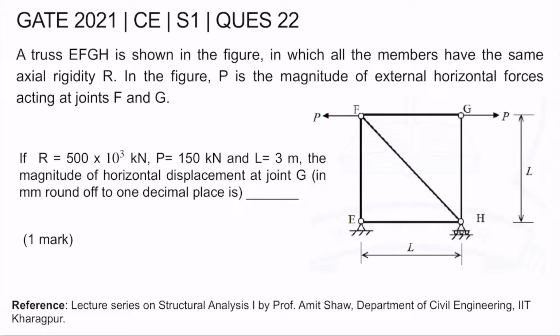Hello everyone. So today I'll be discussing question number 22 of set 1, GATE Civil Engineering 2021. A truss EFGH is shown in the figure in which all the members have the same axial rigidity R. In the figure, P is the magnitude of the external horizontal forces acting at joints F and G. If R is 500 into 10 to the power 3 kilonewton, P is 150 kilonewton, L is 3 meter, the magnitude of horizontal displacement at joint G in mm, round off to 1 decimal place, is.